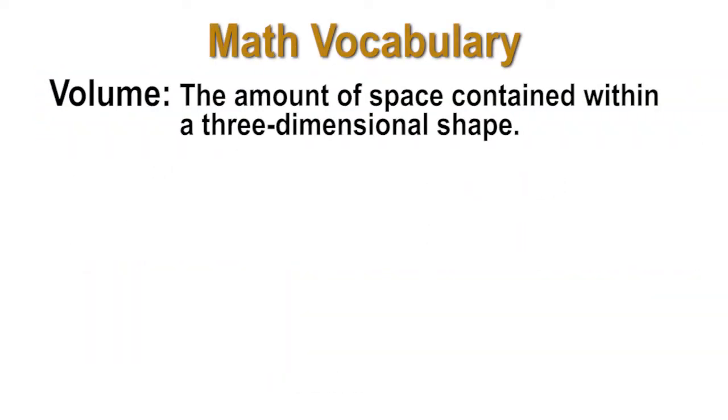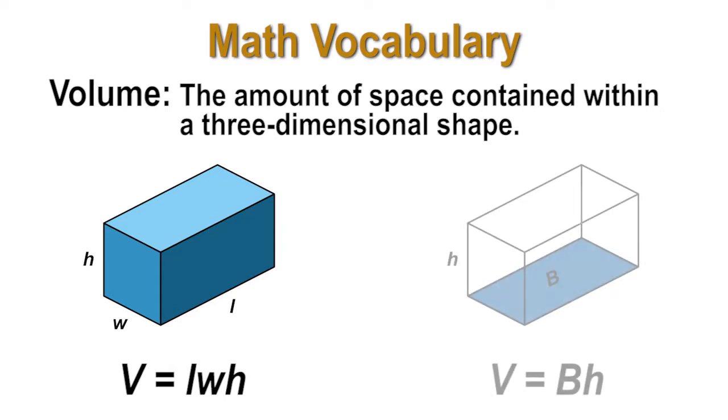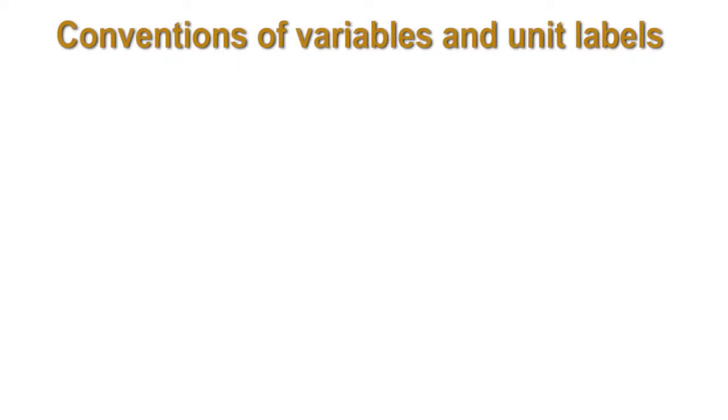In 5th grade, students learned about volume. Volume is the amount of space a three-dimensional object occupies. Students learned that volume is equal to the length times the width times the height, or the area of the base times the height.